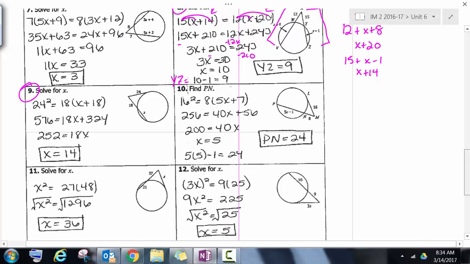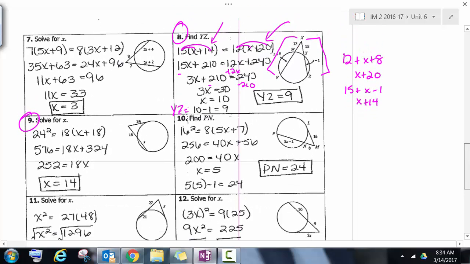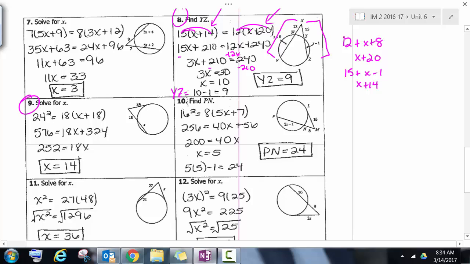Another example like that, number 9. We go into the tangent-secant, where it's this one, which by itself, the tangent, 24 squared, equals 18 times the whole thing, 18 plus x, or x plus 18. Distribute the 18. We get 18x plus 324. 24 squared is 576. Subtract 324. We get 252 equals 18x. Divide by 18. x equals 14.